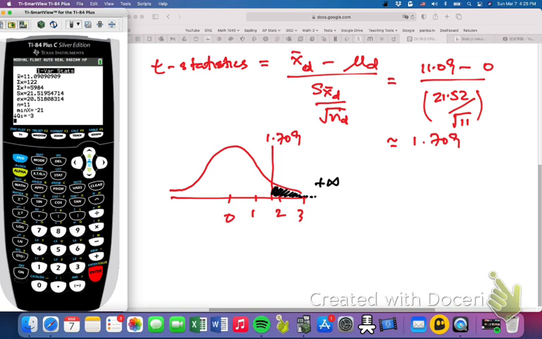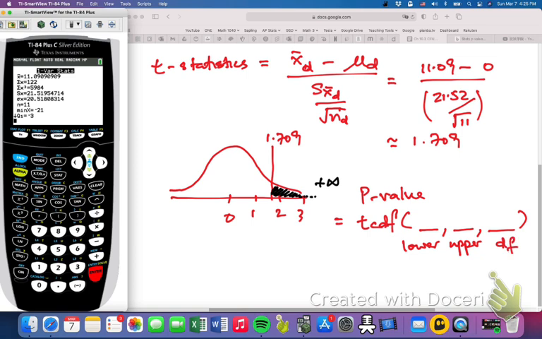So since this is a t-distribution, to calculate the p-value, we need to use tcdf. And there are three things: the lower bound, upper bound, and degrees of freedom. So the lower bound is 1.709, upper bound is 99999, degrees of freedom is 11 minus 1, and that comes up to be about 0.059. So that is greater than alpha of 0.05.